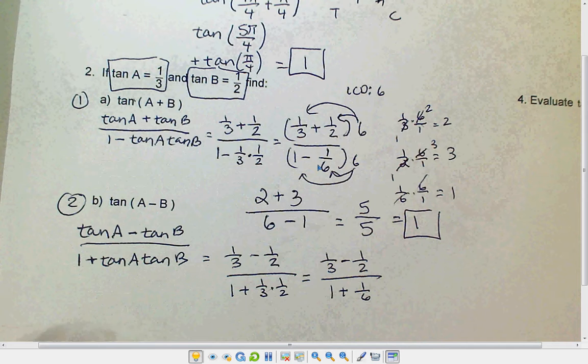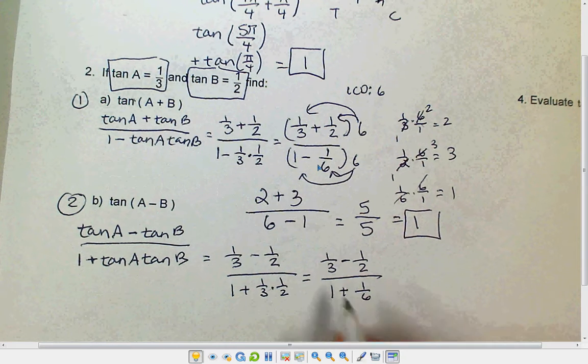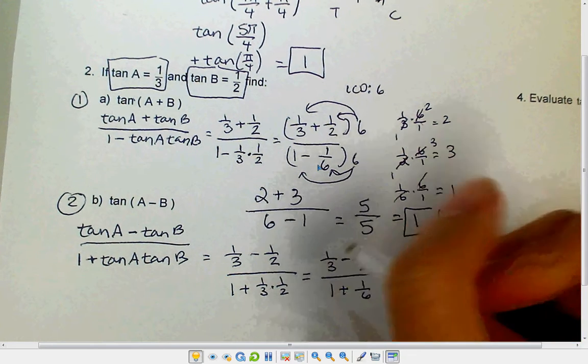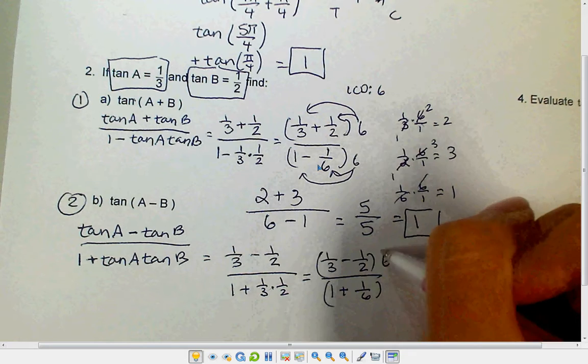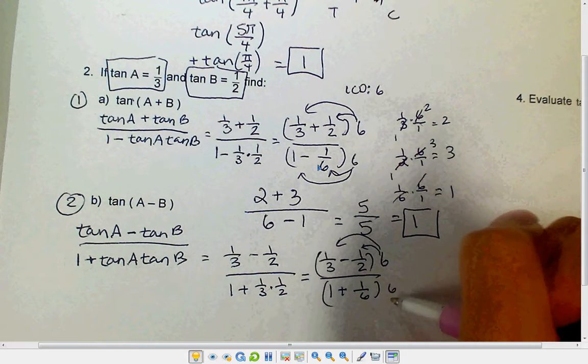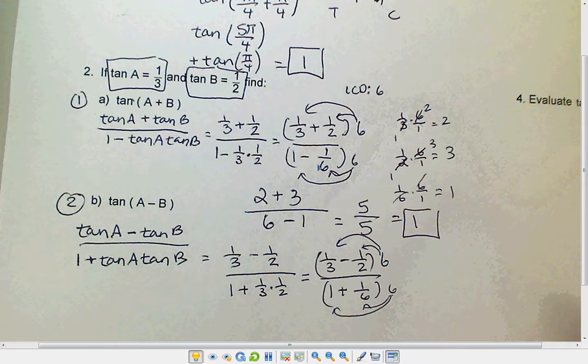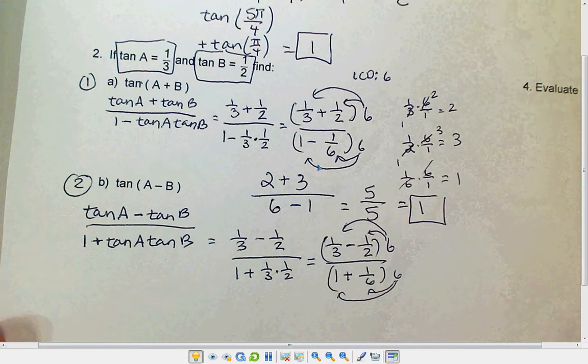So your LCD is the same thing here, because we have 3, 2, and 6 in your denominator, so we're still going to be multiplying everything by 6. And our numbers are going to turn out to be the same. Again, the only thing that's changed is the plus or the minus.